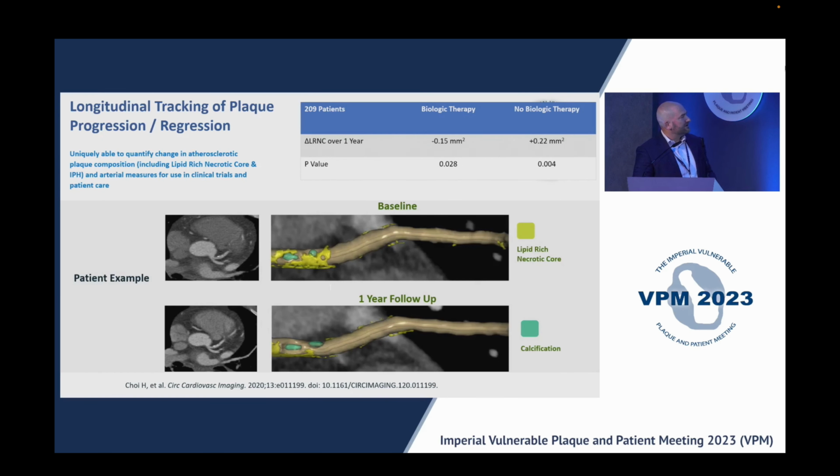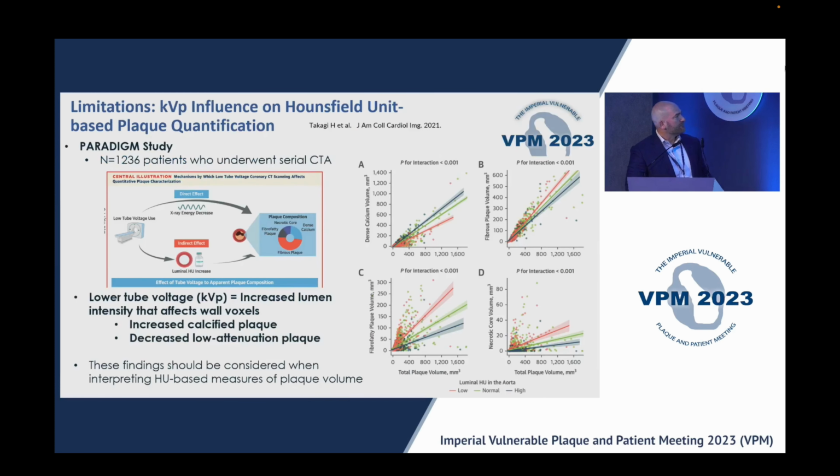And this gives us the potential of using this. This is something we've used our software for, looking at plaque regression and progression. And this is a case of psoriatic arthritis patients treated with a novel biologic, where we saw regression in lipid-rich necrotic core.